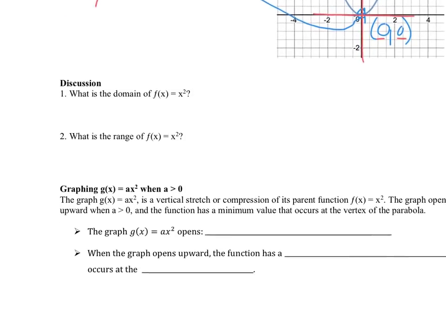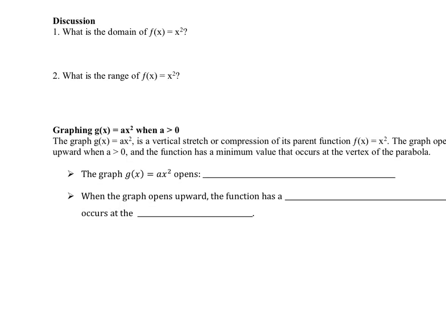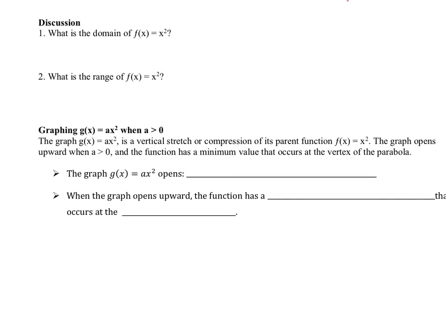All right, moving on. Given a little bit of specifics about a: graphing g of x equals ax squared when a is greater than 0, so when our a is positive. g of x is either a vertical stretch or compression of what we call the parent function, which we saw, f of x equals x squared. That graph opens upward when a is greater than 0, and the function has a minimum value that occurs at the vertex of the parabola.